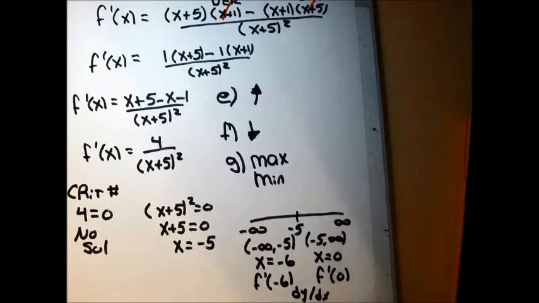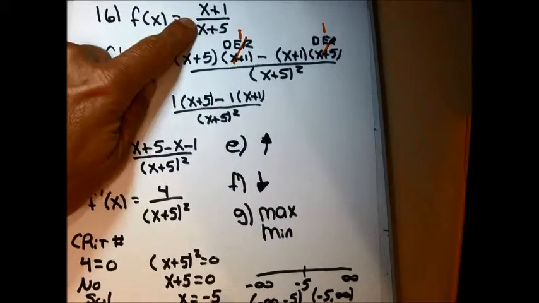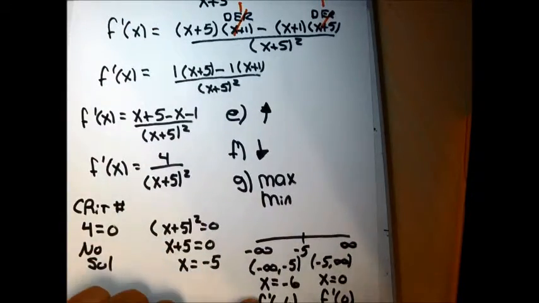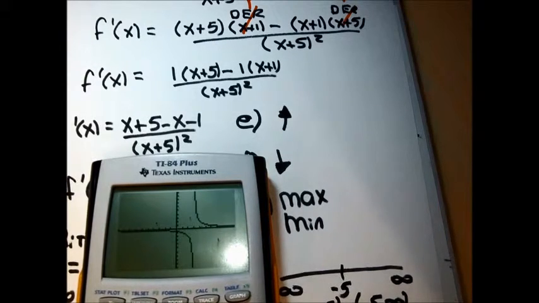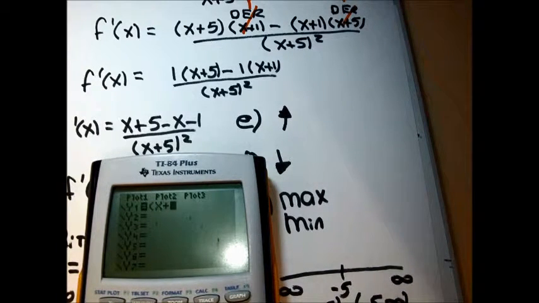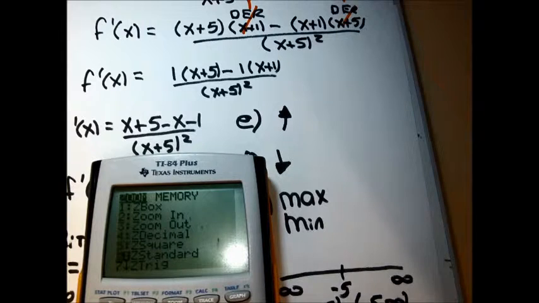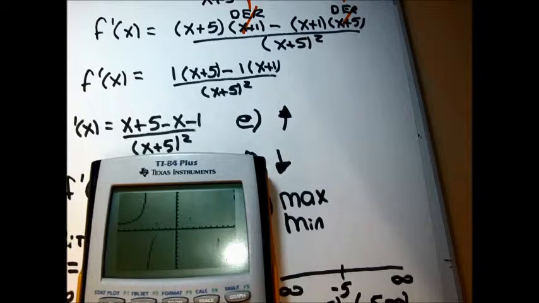So that means I have to enter the original function on my calculator, graph it so I can do the dy dx part on it. So the original function I'll throw in. So y equals, clear, it's parentheses x plus 1 divided by parentheses x plus 5. I'm just going to do zoom standard, and that's probably going to be good enough anyways for a graph.